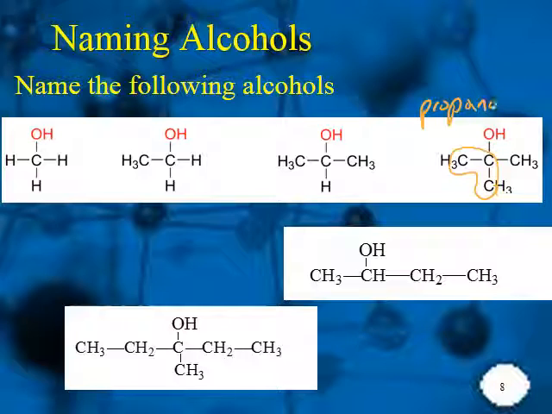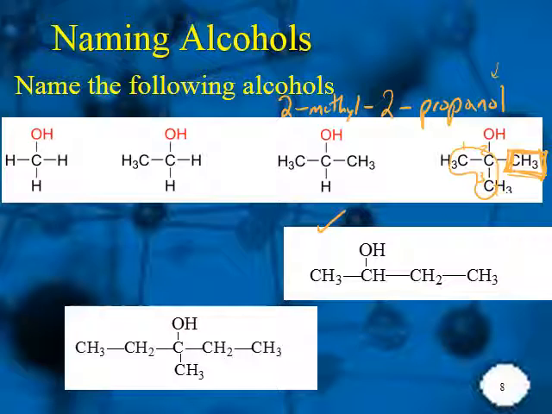Propane turns to propanol, right? And I need to give a location for that alcohol, so it's going to be on carbon 2. So I'm going to number it like that. It doesn't really matter. Now this time I do have a substituent right here, so it looks like I have a 2-methyl 2-propanol. Okay, so let's try the next one.